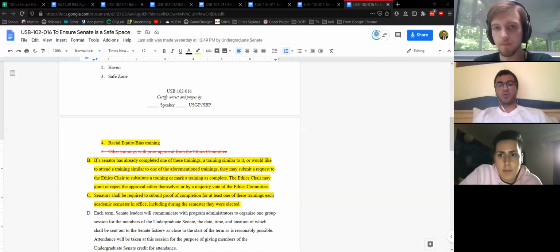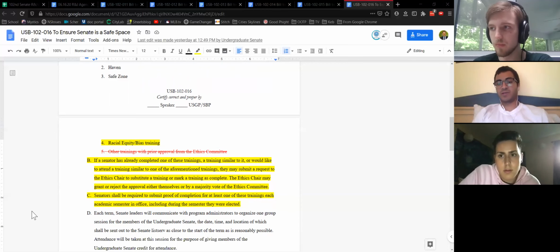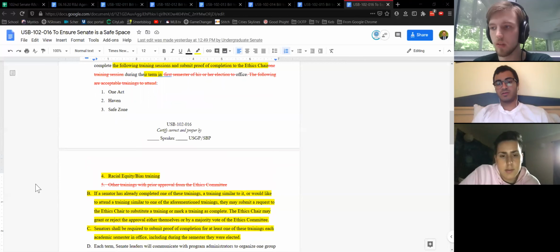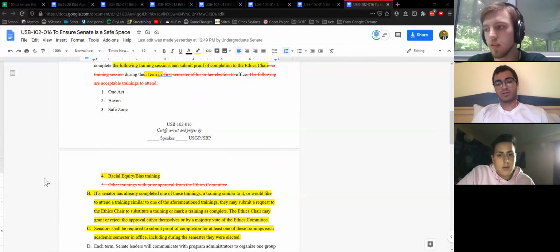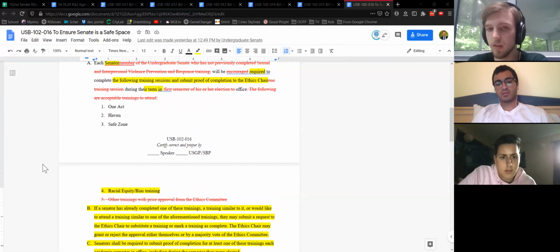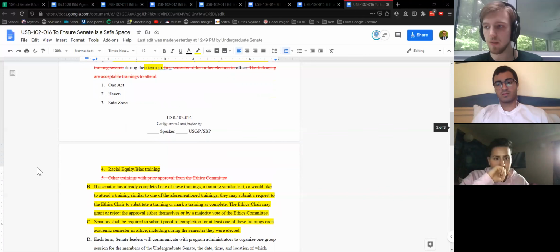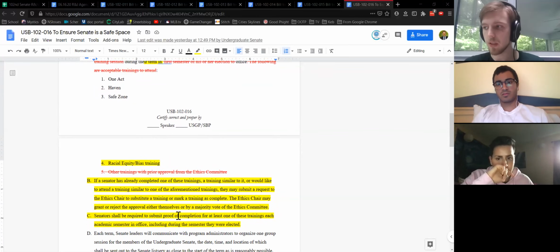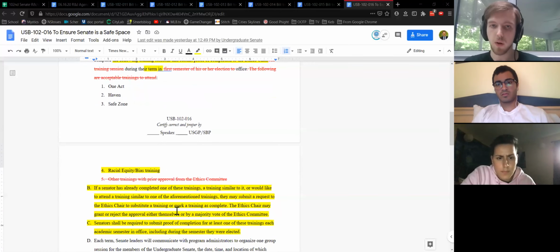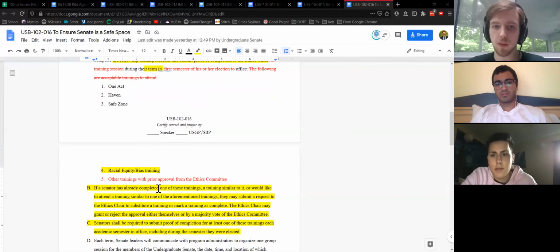Essentially, we want to word it so it doesn't make it seem like we have to do each one twice, right? Yes. Maybe: until a senator has met this requirement, they shall be required to complete at least one. Until a senator has fulfilled the requirement. And one of the ways to fulfill the requirement would be to submit a request to mark it as complete.